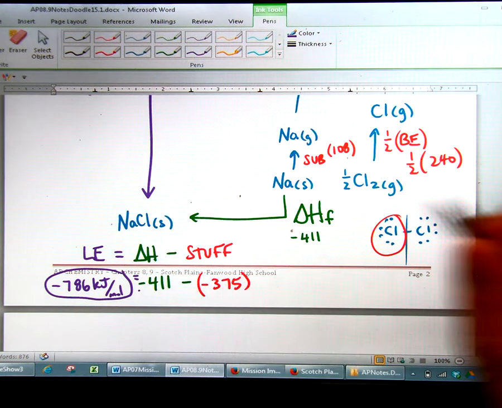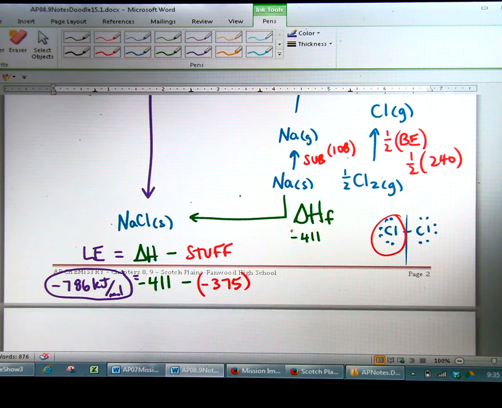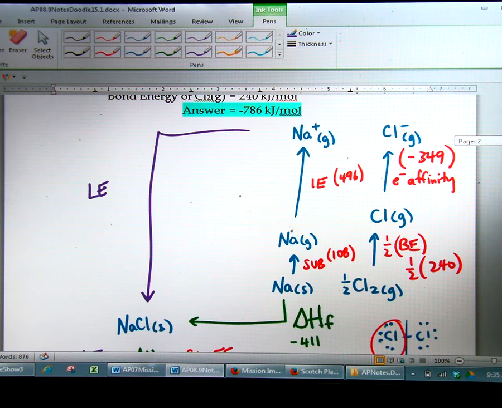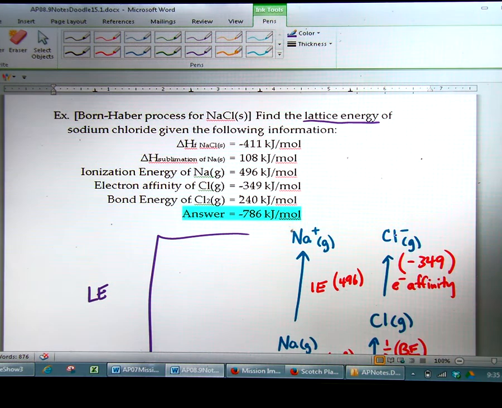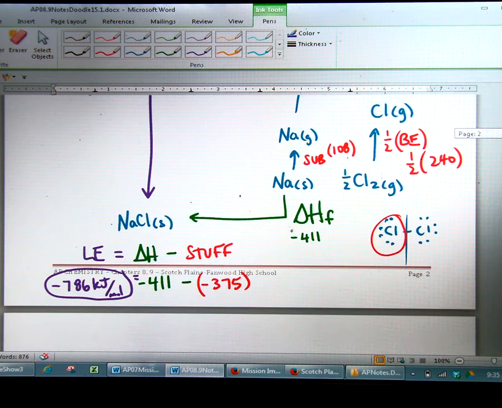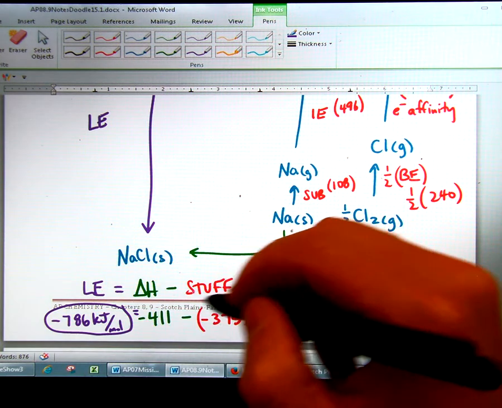Okay, so quick recap. You first make your little map right here. Make your little map that I did in blue. Then fill in all the numbers from this chart in the map appropriately. And then you're going to take lattice energy equals delta H minus stuff.